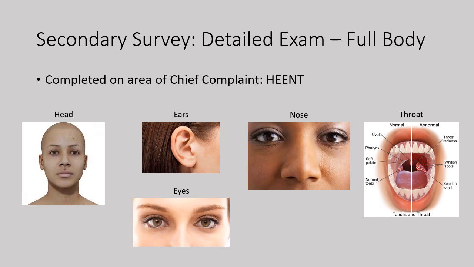Then we're inspecting the nose for straightness and then determining which nare is bigger, just in case we have to do a nasal intubation. And then we're having them open their mouth and say, ah, looking for broken teeth, uvula position, and any blood in the mouth. And that's your inspection of HEENT.